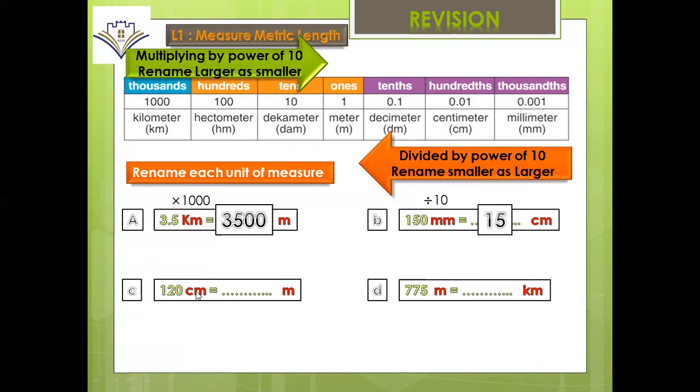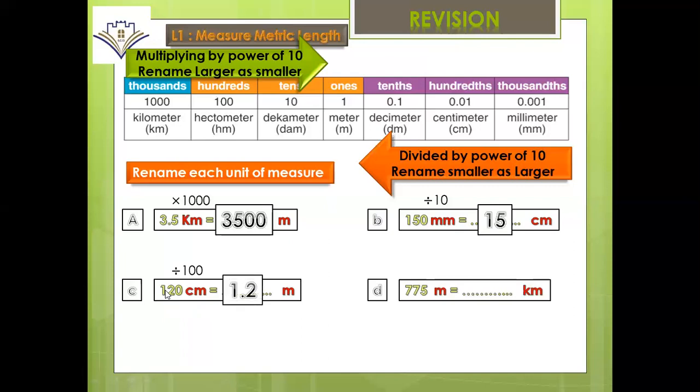Letter C. 120 centimeter equals dots meter. Are we renaming larger to smaller, or the opposite? Centimeter and meter. Centimeter is the smaller and the meter is bigger, so we need the opposite. Rename smaller as larger. Then divide by what? Here is the centimeter, here is the meter. How many jumps? 1, 2. Again, 1, 2. Then divide by 10 twice means divide by 100. Then move the decimal point 2 places to the left. 1, 2. The point is between the 1 and the 2. Then the answer is 1.2 meter.